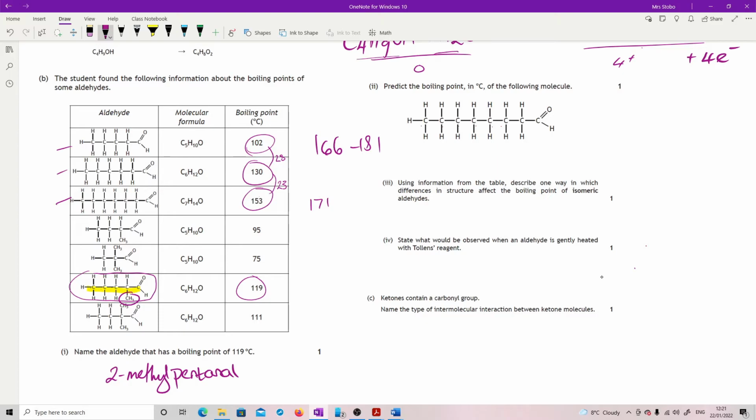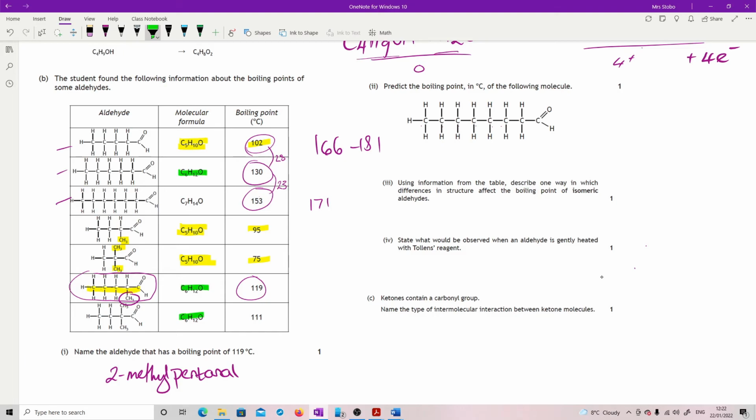Okay, using information from the table, describe one way in which the differences in structure affect the boiling point of isomeric aldehydes. So our isomers are C5H10O here. So there's another C5 and there's a C5. So what we have there quite clearly is that as you increase, there's a branch and there's a branch, two branches. So as you increase branching, we're getting a decrease in our boiling point. I suppose we could use this one. Same thing though, that's just branching, doing the same thing. So that's what you're going for.